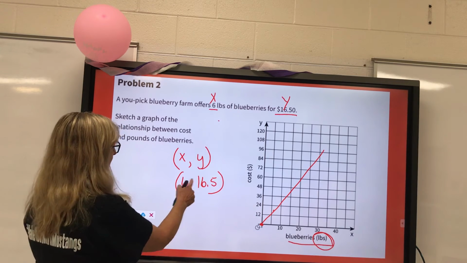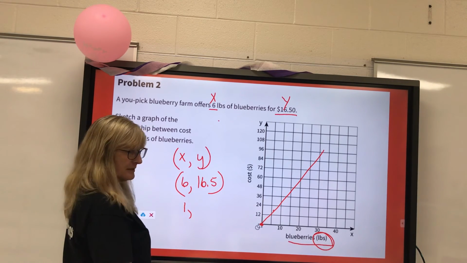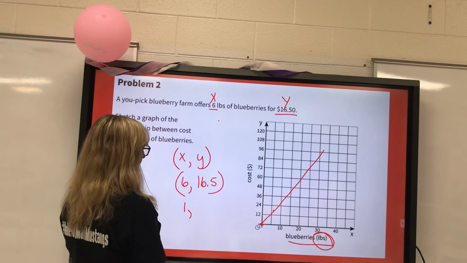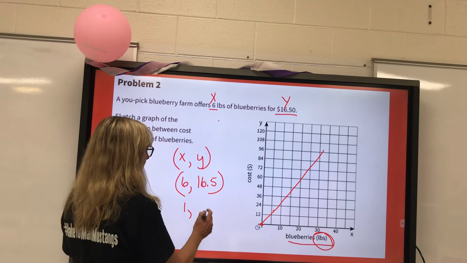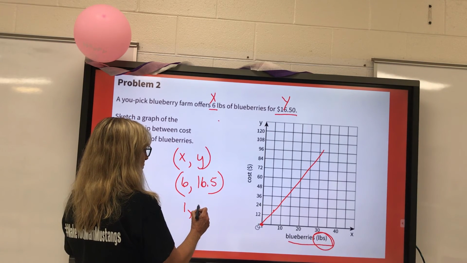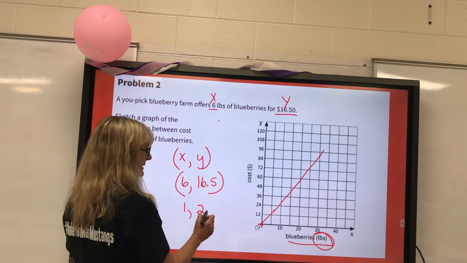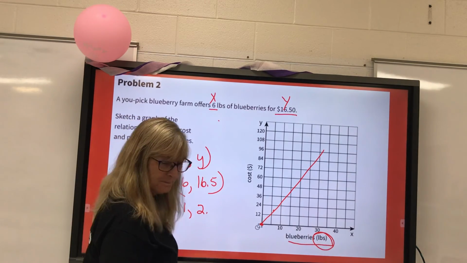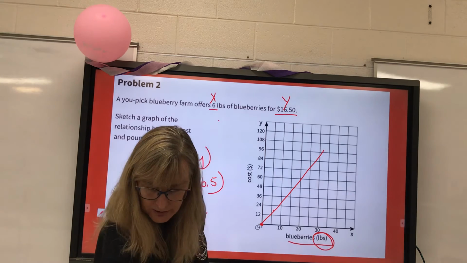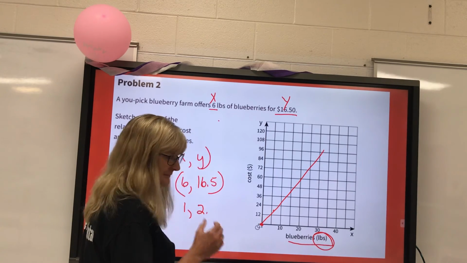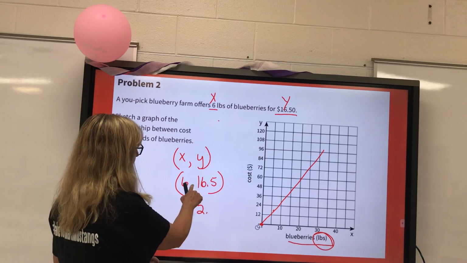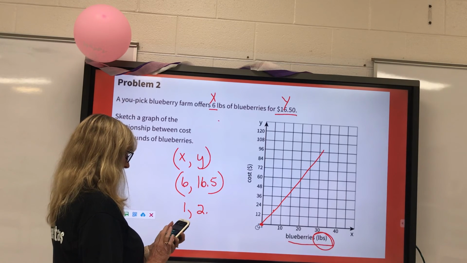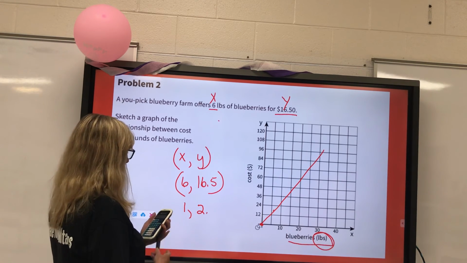Could we figure out the unit rate? How much does 1 pound of blueberries cost? What are we going to do to figure that out? Divide. So 16.5 divided by 6, I think is 2.75. Is that right? Can't find my calculator. Do y'all have a calculator? No, we're taking 16.5 divided by 6. 16.5 divided by 6. Yep, I was right.